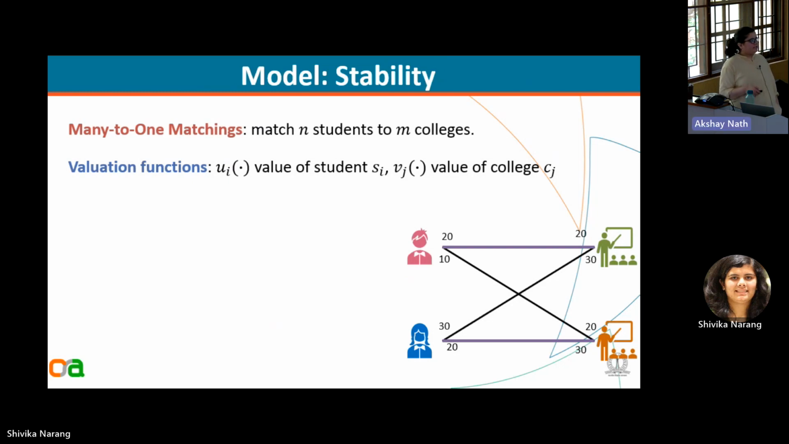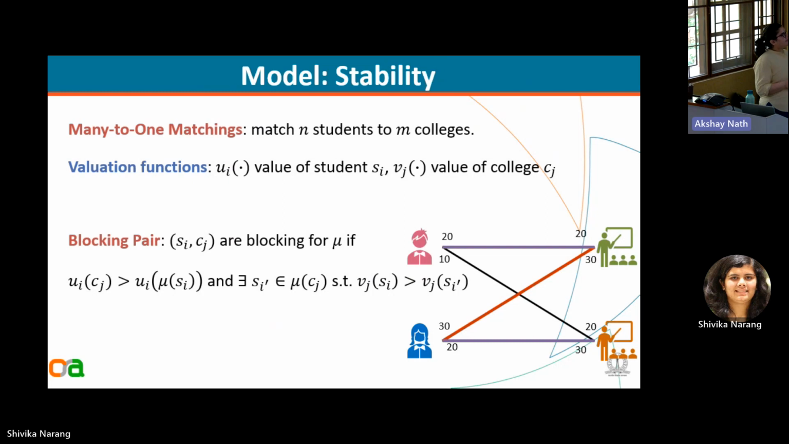The green college prefers the blue student to the pink student. And the blue student also prefers this green college to the orange college, right? So there's nothing stopping this green college from kicking out the pink student and bringing in the blue student in its place. This is called a blocking pair. A student-college pair is blocking if the student prefers the college over whatever she is matched to, and for the college, there is some student it would like to kick out to bring in this new student. So we will look for stable matchings where there are no blocking pairs.